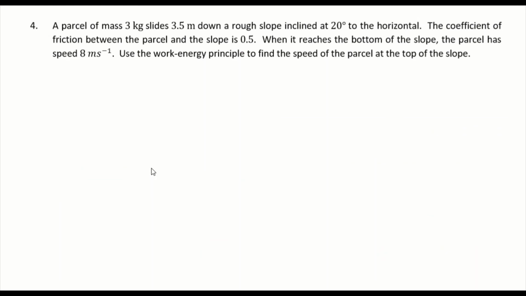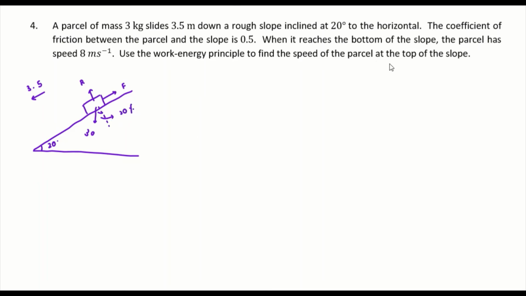Okay, number 4, a parcel of mass 3 kg slides 3.5 meter down a rough slope inclined at 20 degrees to the horizontal. So let's try to draw it out. Okay, so we have 20 degrees. So this is the parcel, mass of 3 kg, so that's 30 N. Okay, so it slides down for 3.5. So the coefficient of friction, so that's friction, is 0.5, then normal reaction.